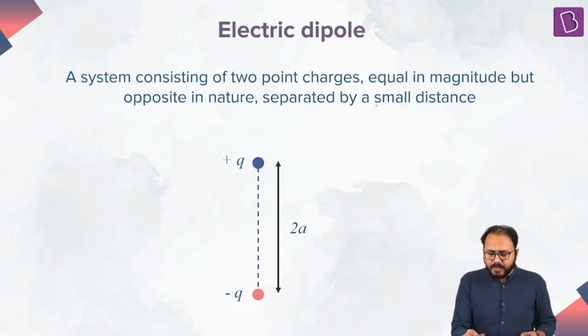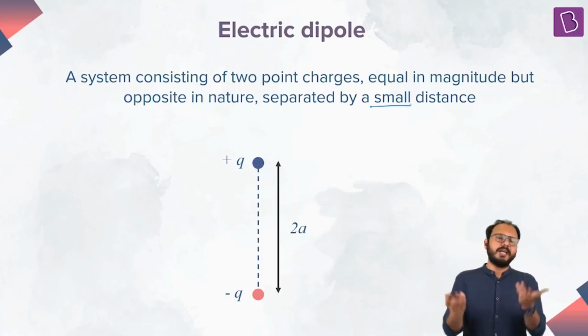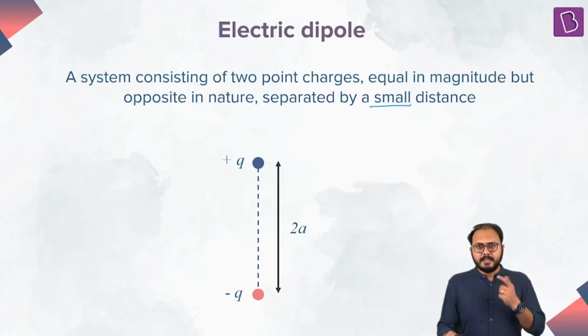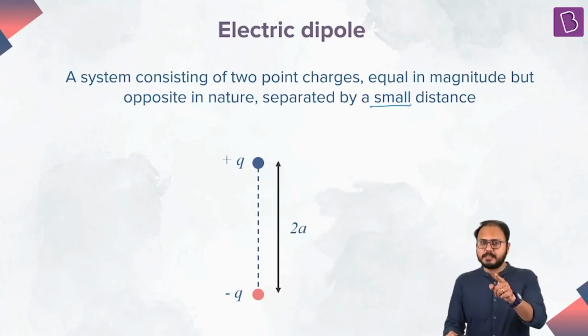Tell me, why would anybody mention small distance right from the word go? I could have simply said distance, correct? There has to be a purpose in saying small distance. And I'll tell you what the purpose will be.